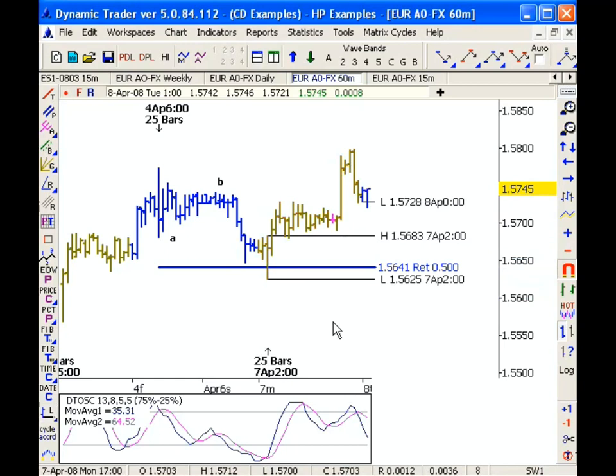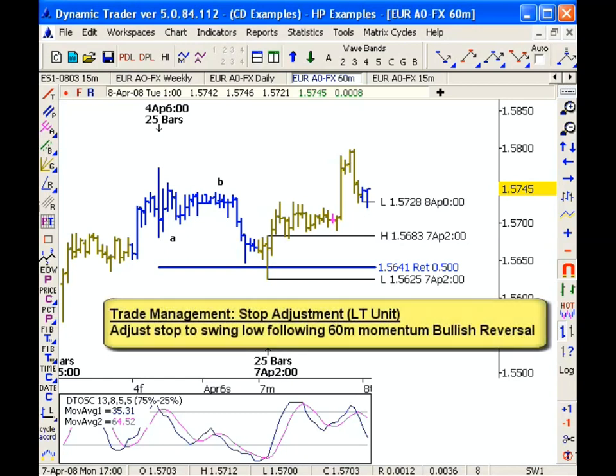Let's develop a little strategy here on how we might adjust the stop on our second unit as the market progresses. What would be a logical condition to adjust the stop in the second unit? Well, how about following the next smaller time frame 60-minute momentum bullish reversal? We get a bullish reversal on the smaller time frame, and the market continues up in the direction of the higher time frame momentum and trend, then that would be a good condition to adjust the stop. And I described that in the book, that's one of the types of conditions we look for stop adjustment.